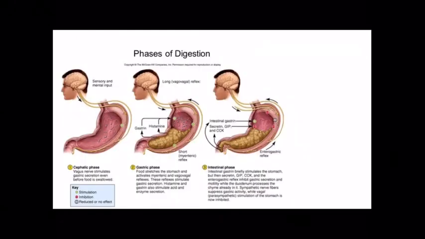So the phases of digestion, there are 3 phases. What this is talking about is, I guess it's clear, phases are the different steps of digestion, but essentially the neural control and the hormonal control of those things. So the first phase of digestion is called the cephalic phase. Cephalic refers to head.